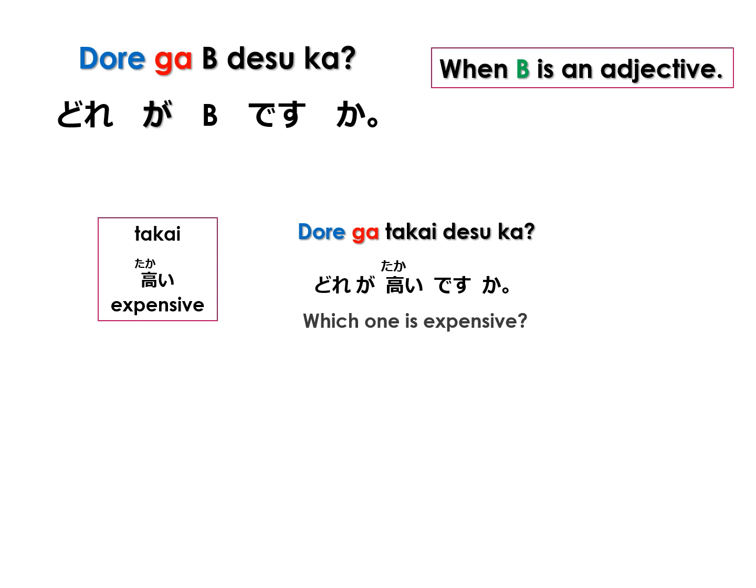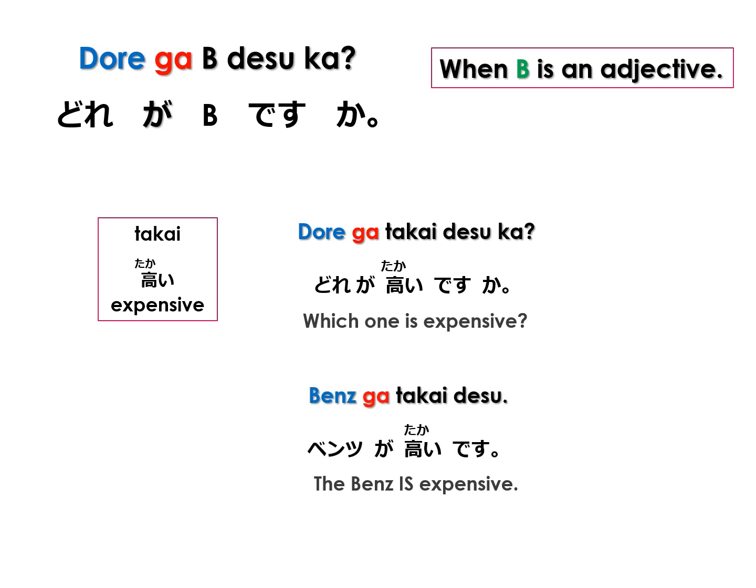Now let's say the Mercedes-Benz is the expensive one. Japanese just say Benz to refer to a Mercedes. How would you say it's the Benz that's expensive? That's right, you'd say Benz ga takai desu.